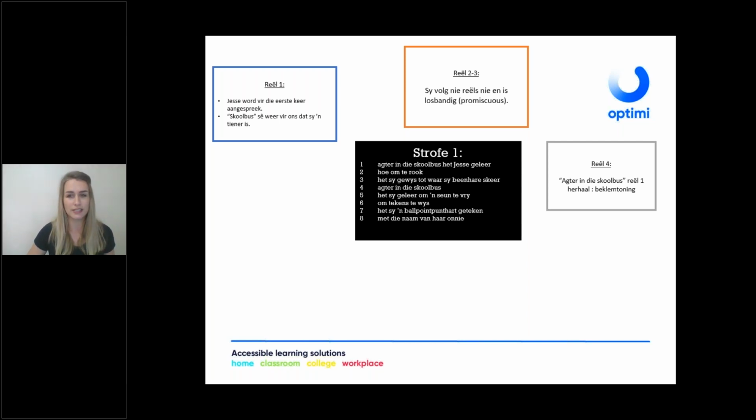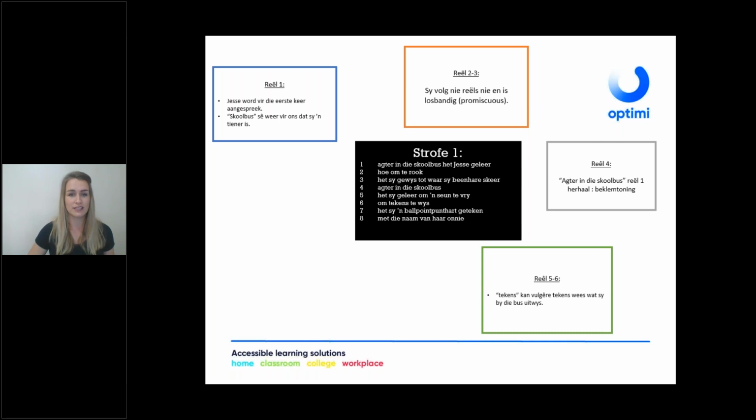Agter in die skoolbus, can you see that they are repeating what is said in verse 1? The reason they do that is to just emphasize that this girl is actually just a teenager. She is in a school bus. She is a teenager, but she is smoking and she's very promiscuous.